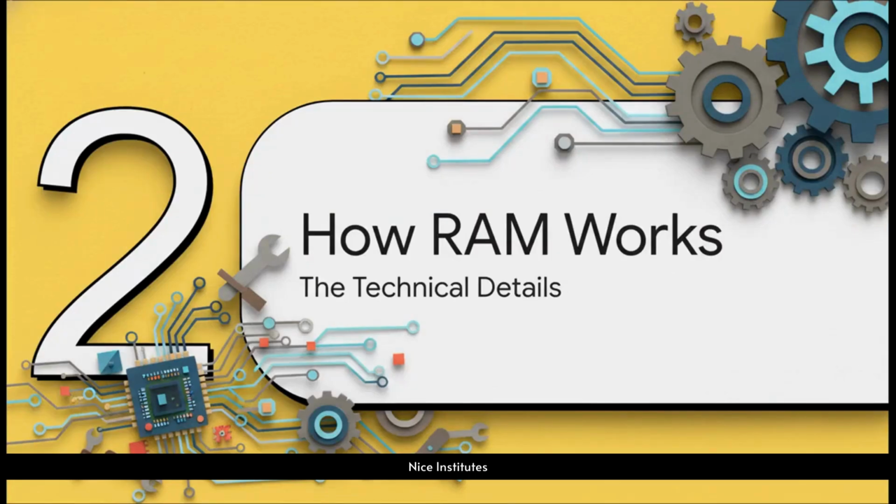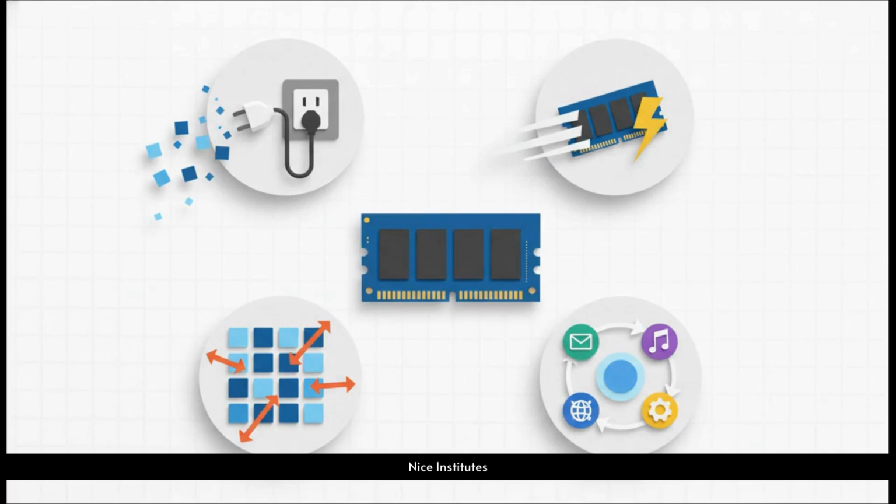Okay, so this whole workbench idea is great, but how does it actually function on a more technical level? Let's take a look at the actual mechanics behind it. There are really four crucial things you need to know about how RAM works. First, as we said, it's volatile. Power goes off, the memory is gone. That's it. Second, it's incredibly fast.